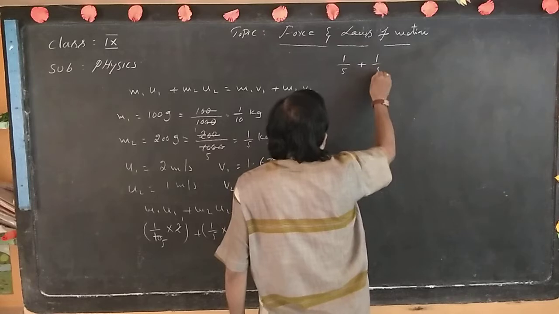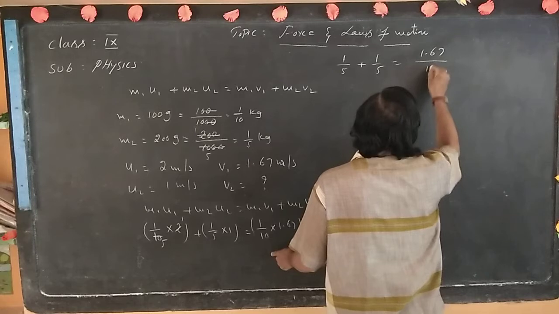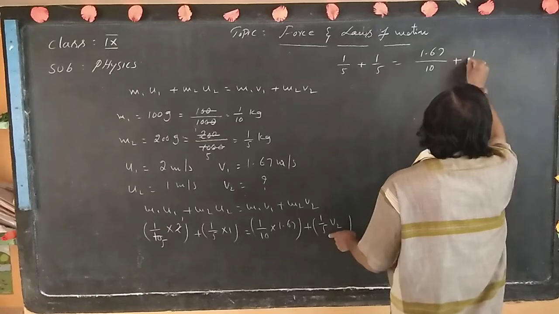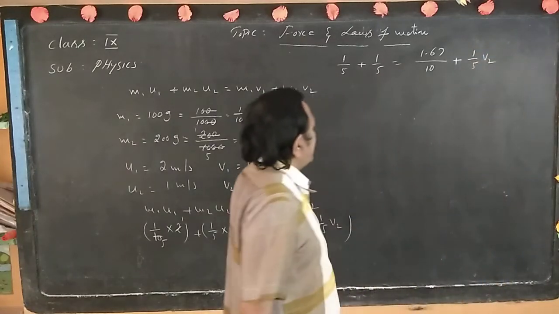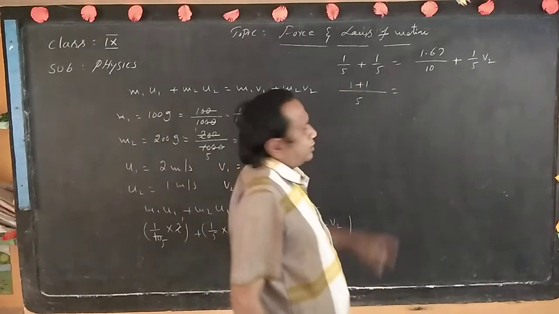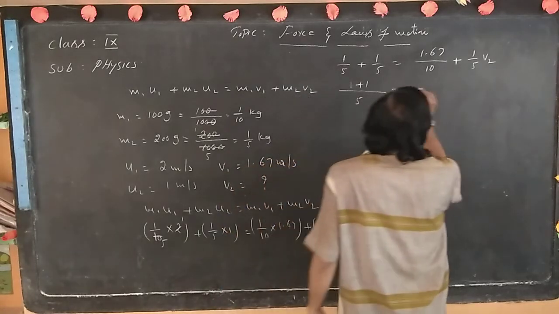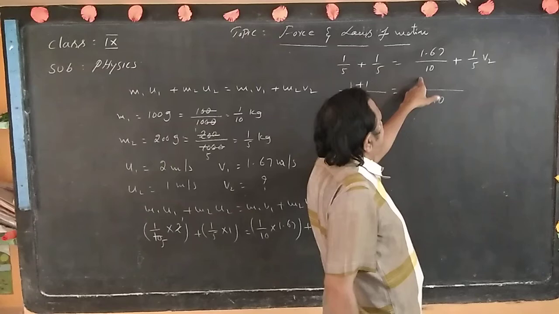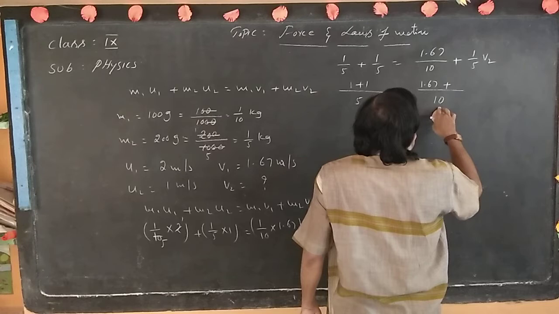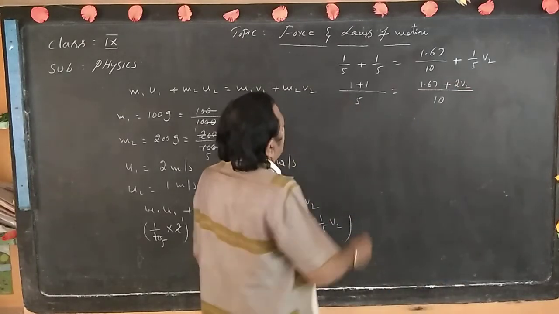1 by 5 plus 1 by 5 is equal to 1.67 by 10 plus 1 by 5 v2. Now take the LCM for the two terms on the left: 10 is the LCM. So 1 by 5 plus 1 by 5 is 2 by 5 on the left, and on the right 1.67 plus 2v2 by 10.